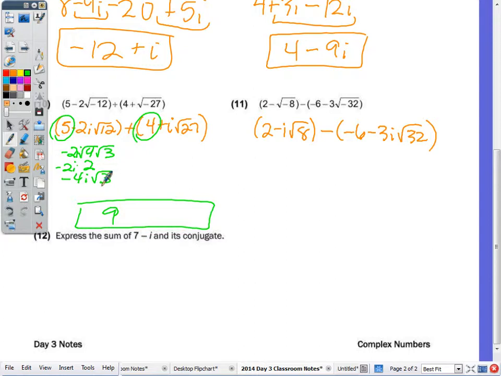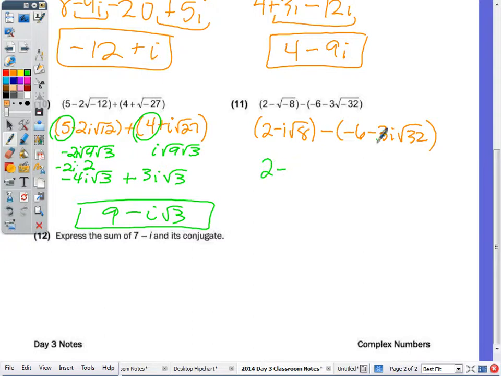And then what's the largest perfect square factor of 27? 9. So we have 9 times 3. So I'm going to add to that 3i radical 3. They're both in terms of radical 3, so you can combine them. What's the final answer? Good. Negative i radical 3.